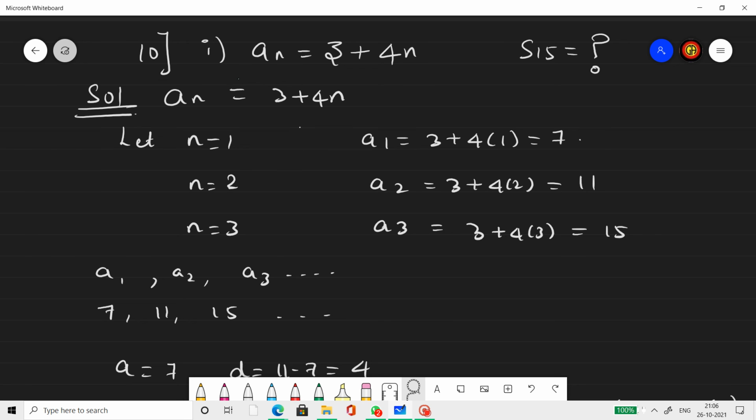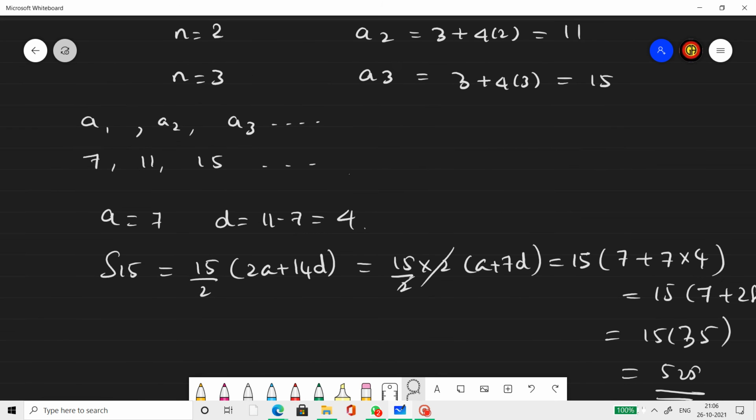When n is 1, a1 is 3 plus 4 into 1, which is 7. When n is 2, a2 is 3 plus 4 into 2, which is 11. When n is 3, a3 is 3 plus 4 into 3, which is 15. So we know the first three terms now: 7, 11, 15. Once you know the first three terms, whatever they ask, you can find it very comfortably. a is 7, d is 11 minus 7, which is 4.